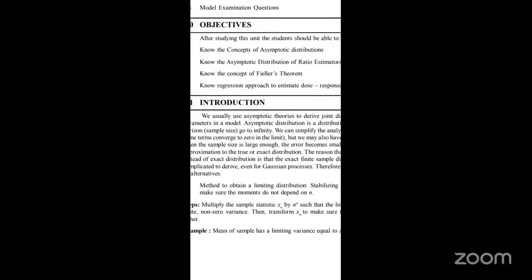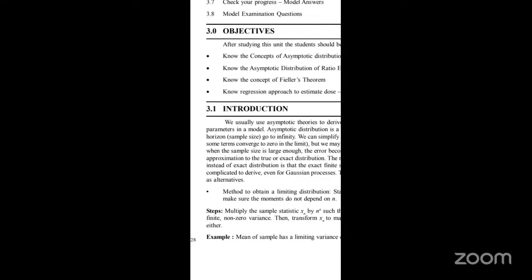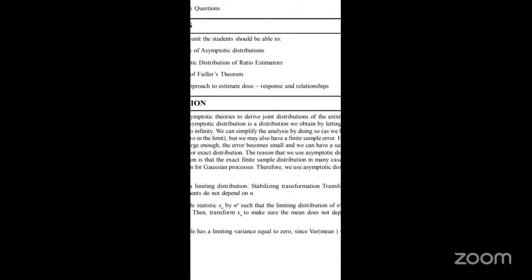the true or exact distribution. The reason that we use asymptotic distributions instead of the exact distribution is that the exact finite sample distribution is in many cases too complicated to derive. Even for a Gaussian process, we use asymptotic distributions as alternatives.